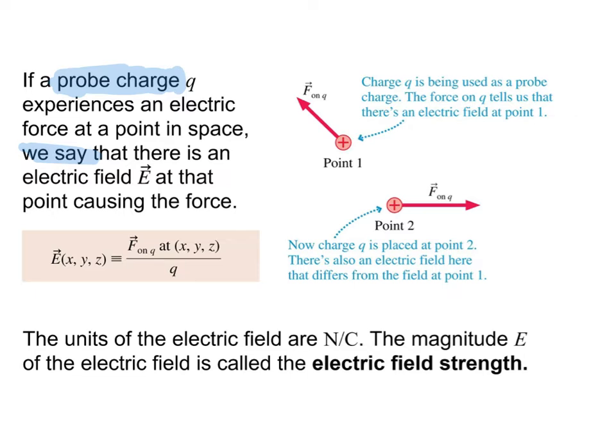The units of the electric field are newtons per coulomb. Why? Well, really as simply as newtons per coulomb. The magnitude E of the electric field is often called the electric field strength, although we'll often just say the electric field. We really mean how strong it is.